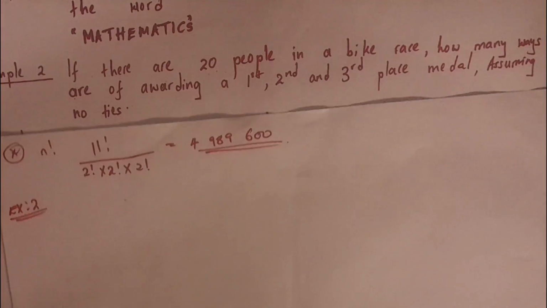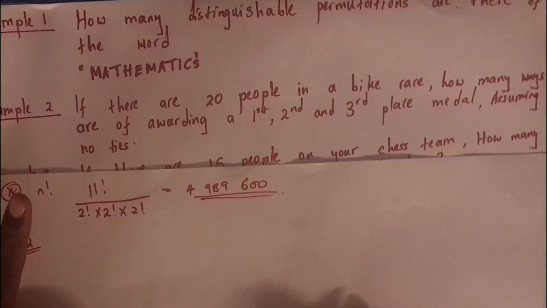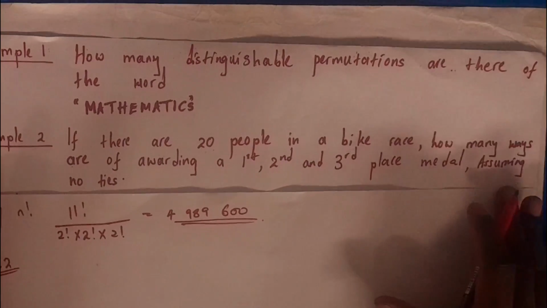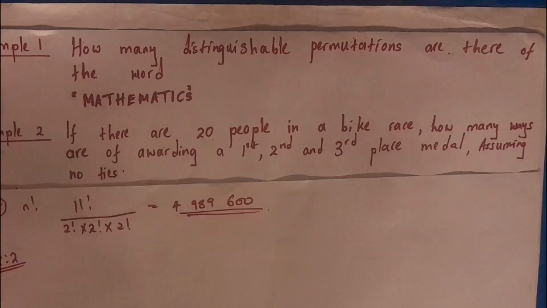The statement is saying if there are 20 people in a bike race, how many ways are there of awarding a first, second, and third place medal, assuming no ties? If we look at this question, we're going to see that this is a question which needs a solution from the permutations. Why? Because here we are mainly focused on the order, on which one is going to be the first, which one is going to be the second, which one is going to be the third.